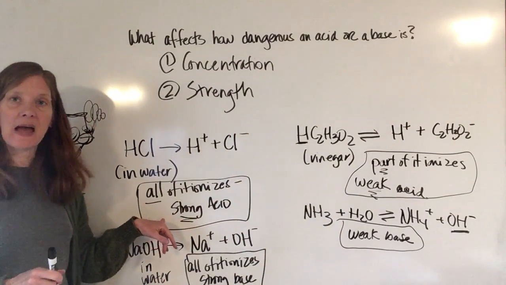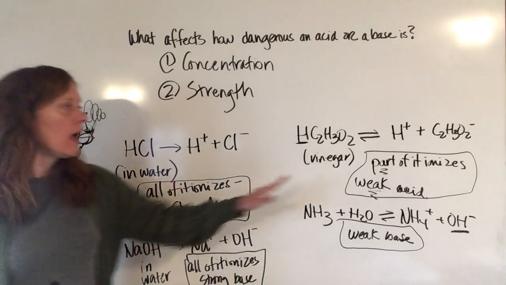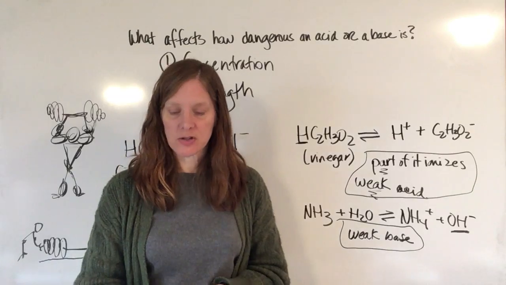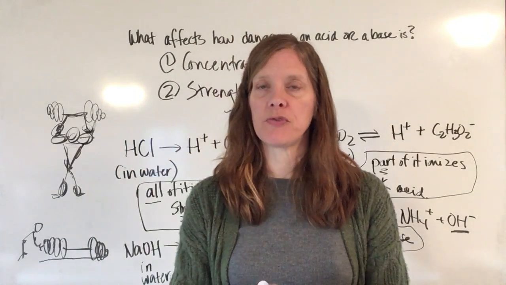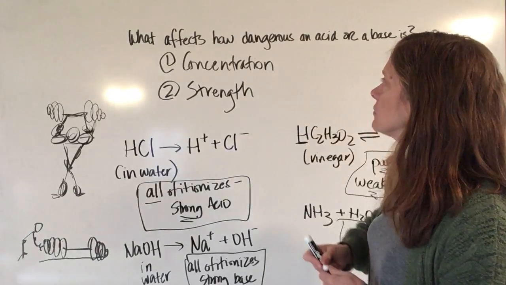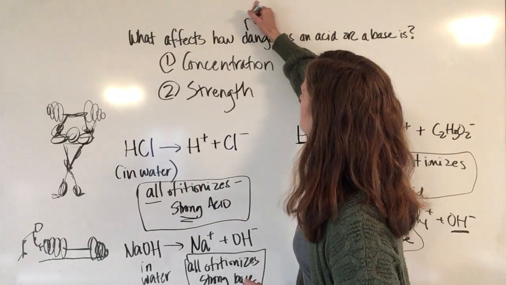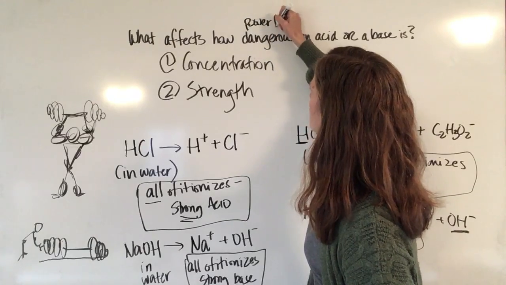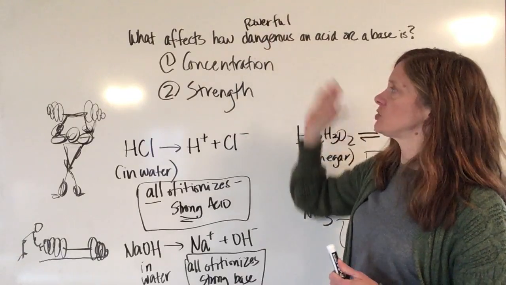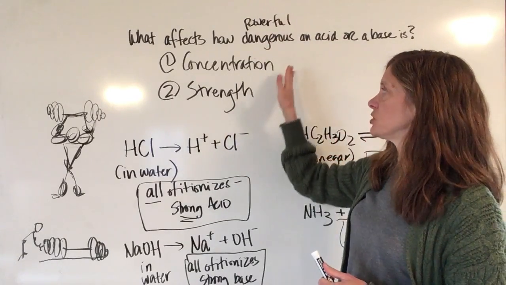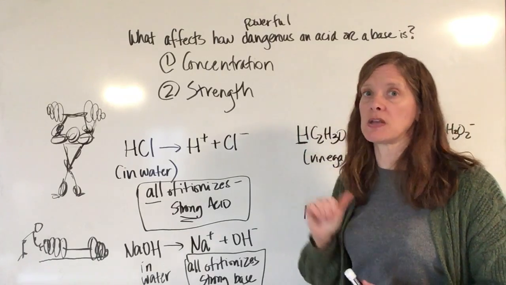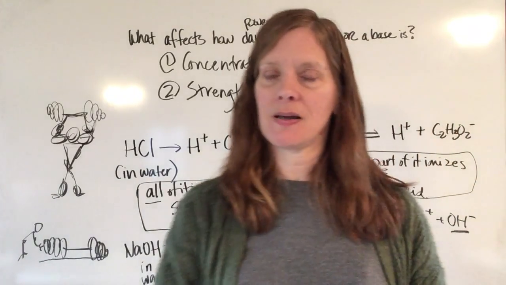Similarly, a strong acid has all of it ionized. A weak acid has only part of it ionizing. Okay? So that's the big idea that you need to remember for today. So two things are going to affect how powerful, or not just how dangerous but also how powerful, because sometimes you want these acids and bases to do work for you. One has to do with how concentrated it is, and the other factor has to do with the strength of that acid or base and how much it ionizes in solution.